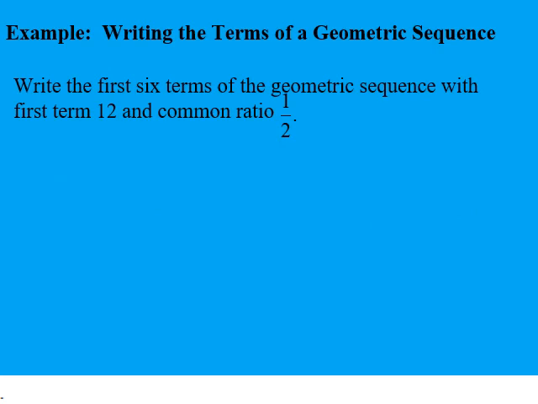Let's start with example number 1. Writing a term in a geometric sequence. Write the first 6 terms of the geometric sequence whose first term is equal to 12, and don't forget that we call the first term a1, and the common ratio here is equal to 1/2. So I start with 12. 12 multiplied by half is 6, multiplied by half is 3, multiplied by half is 3/2, multiplied by half is 3/4, then 3/8, and so on. And we prefer to write the answer as a fraction.